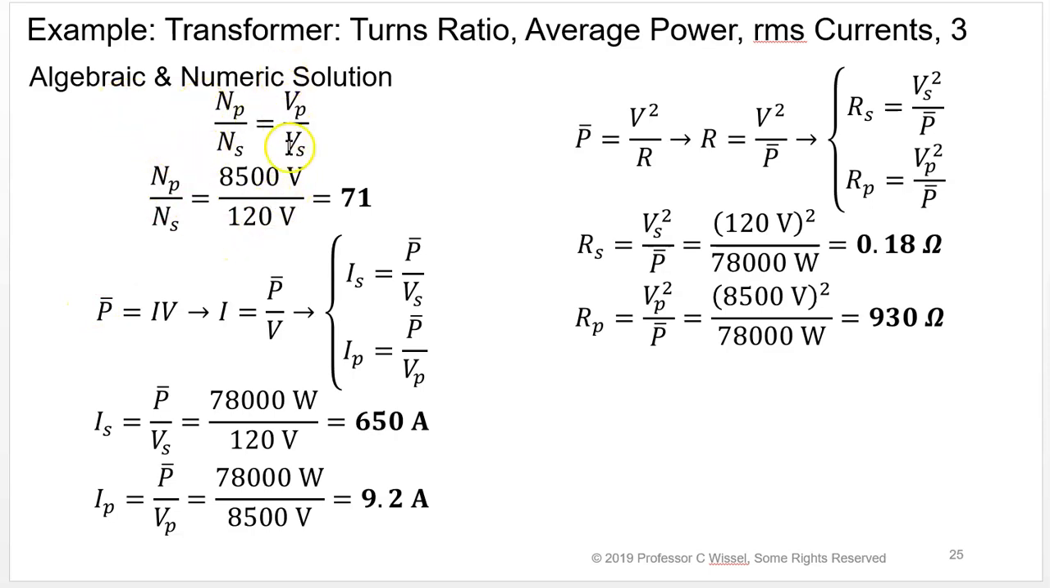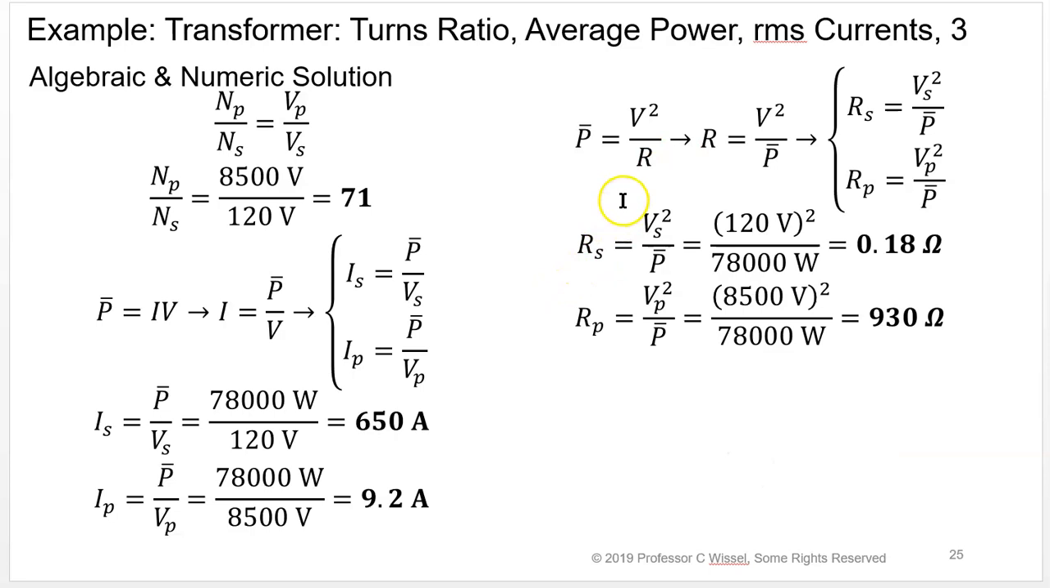Okay, so now we can start solving this. We have NP over NS equals VP over VS, so NP over NS equals 8,500 volts divided by 120 volts. That's 71. Power equals I times V, or I equals power divided by V. For the secondary, we have power over VS. For the primary, it's power over VP. Now we apply the appropriate numbers in the appropriate places. So IS is 78,000 watts divided by 120 volts, 750 amps. IP is 78,000 watts divided by 8,500 volts. It's only 9.2 amps. Now you can see, which would you rather have in the wires? This with its I squared R loss, or this with its I squared R loss? You can kind of agree that this is the reason we transmit power at high voltages, to get the current low.